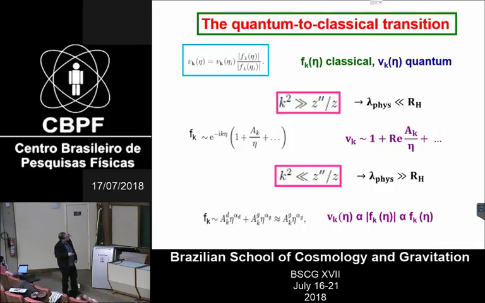Now, if k squared is much smaller than z'' over z, where really the dynamics of the universe becomes important, which is a situation where the physical wavelengths become much bigger than the Hubble radius, then the solution for F usually has a decaying and a growing mode. And after some time, the growing mode will dominate. So it's just a function of a growing mode in this way, a power law. Usually it's like this, even in inflation or bouncing models. Now, if you plug this here, then you see that V is just the same function of eta as F.